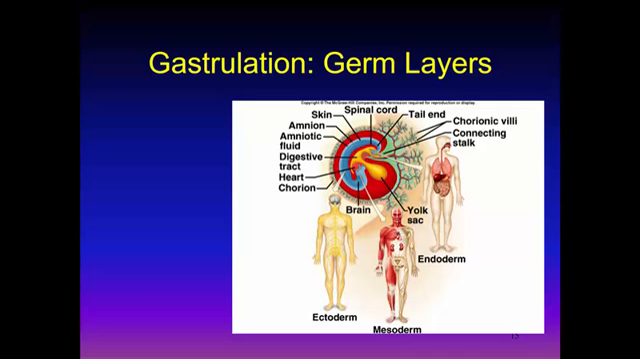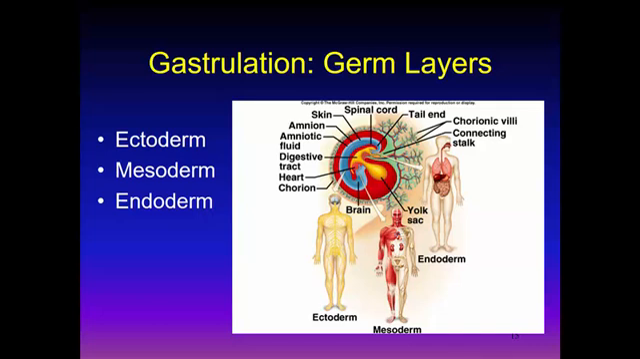The 3 main layers are the ectoderm, the mesoderm, and the endoderm. The ectoderm is the outer germ layer, and it will become the skin and the nervous system. The mesoderm is the middle germ layer, and it will give rise to muscles, connective tissue like fat and bone, as well as parts of the circulatory system and kidneys. The endoderm is the inner layer, and it will become the gut organs, the digestive system, for example, and the respiratory tract.